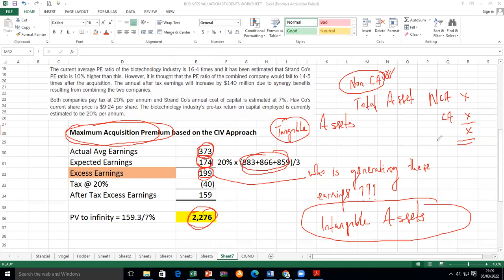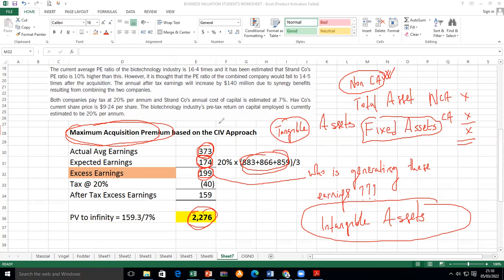So the tangible assets are the current assets? Tangible assets are the fixed assets. Fixed assets: the motor vehicles, the buildings, the plant and machinery. Those are the ones. All right. So they like twisting questions, these people.